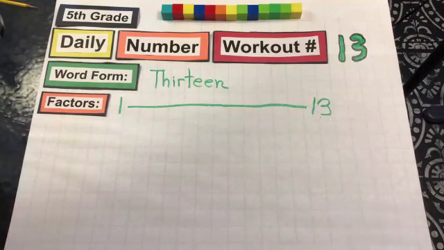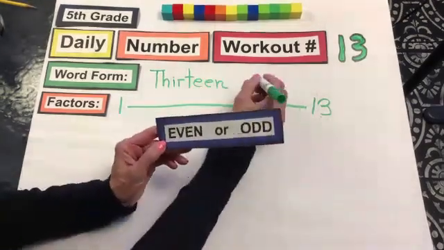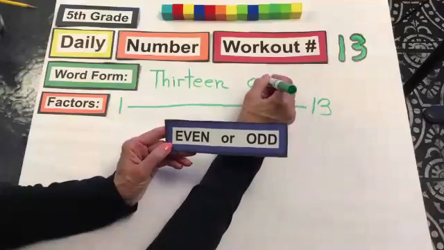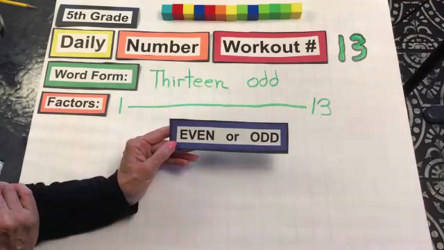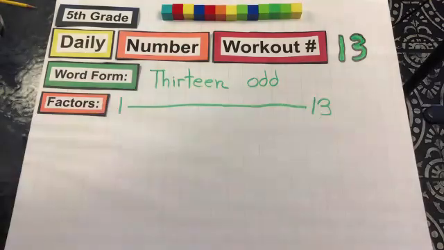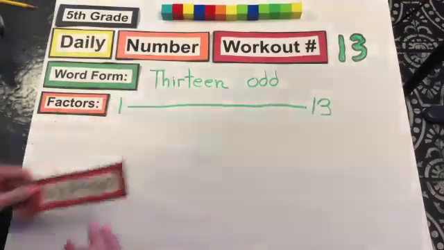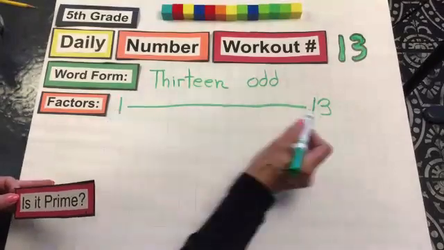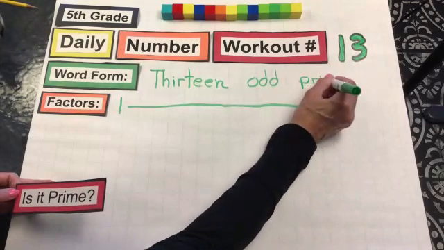So when we look at that, we ask ourselves, we know it's not even, so it must be odd. It ends in 3, and we know odd numbers end in 1, 3, 5, 7, 9. And then we ask ourselves, is it prime? And so since it has only 1 and itself to multiply to get it, it is prime. So we want to write prime here.